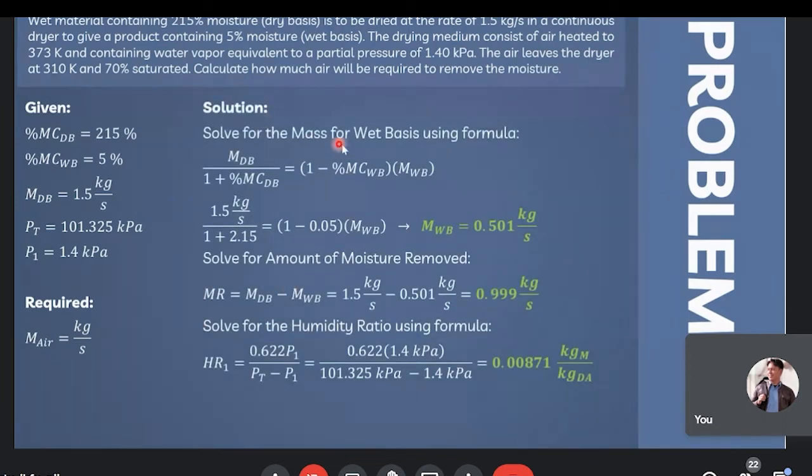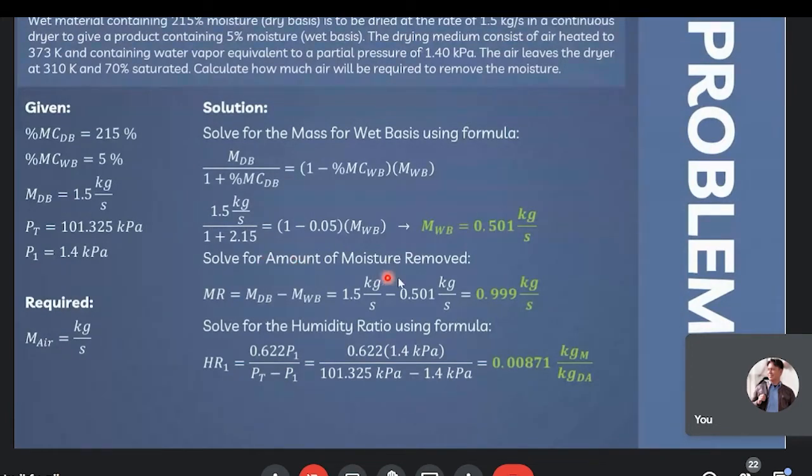So solve muna natin yung mass for the wet basis using the formula Md/(1 + percent moisture content dry basis) = (1 - percent moisture content wet basis) multiplied by the mass of wet basis. So substitute lang natin yung mga given nating values. 1.5 kg per second divided by 1 plus 2.15 is equal to 1 minus 0.05 multiplied by mass of the wet basis. So makukuha natin yung mass in terms of wet basis, which is 0.501 kg per second.